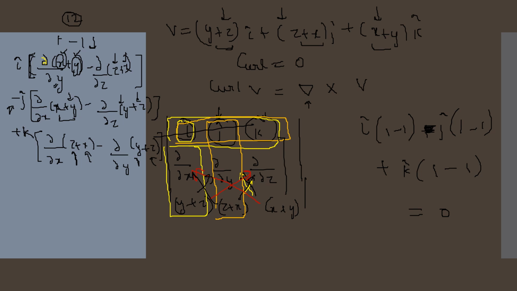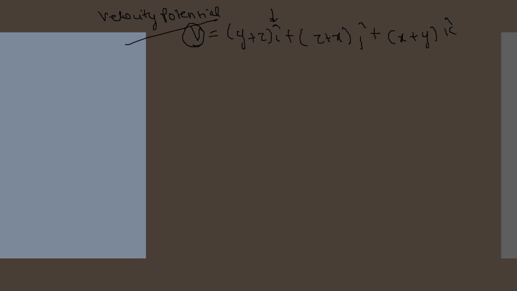Let's move on to the final part, which is far more important than what we have studied so far. Let's begin. Let me rewrite the vector for you: y plus z i, z plus x j, and x plus y k. The third part is you have to find the velocity potential, or you may call it v. If you don't talk about the direction, then you have to simply find the function, the scalar potential.